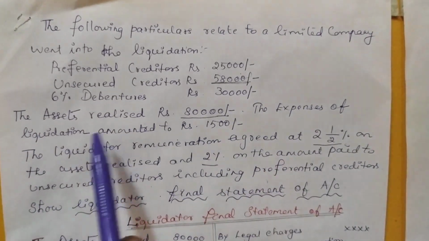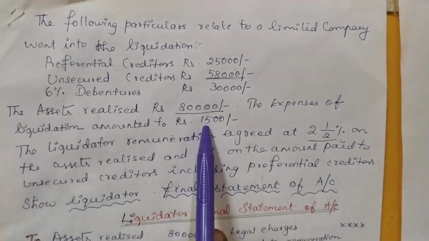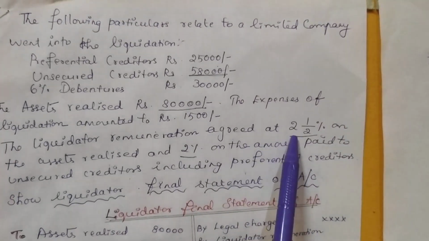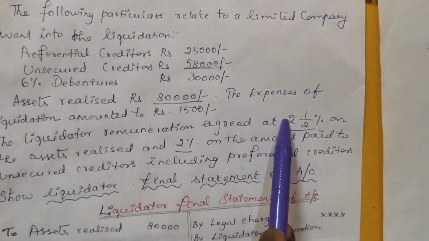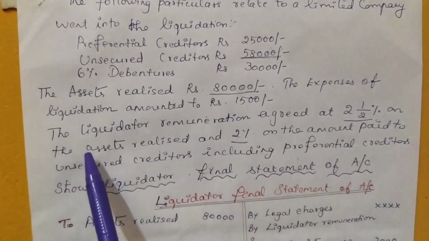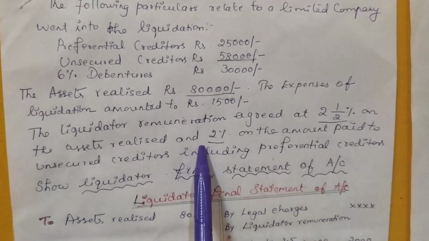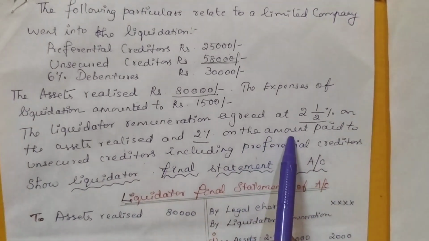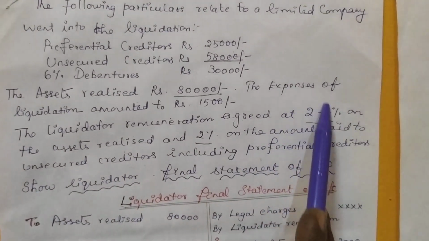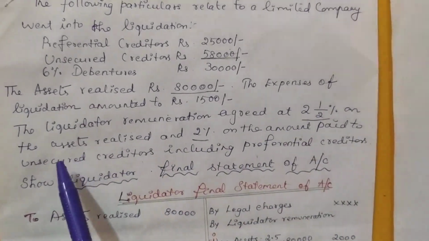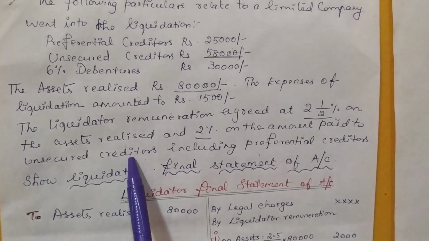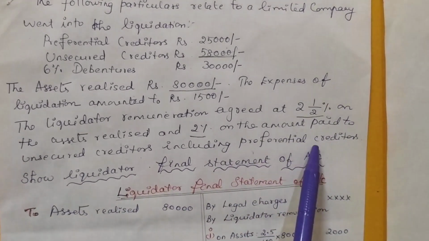The expenses of liquidation amounted to rupees 1,500. The liquidator remuneration agreed at 2.5%, which is nothing but 2.5 divided by 100. So 2.5% on the assets realized and 2% on the amount paid to unsecured creditor. Once again, important point, 2.5% on the assets realized, 2% on the amount paid to unsecured creditor, including preferential creditors.